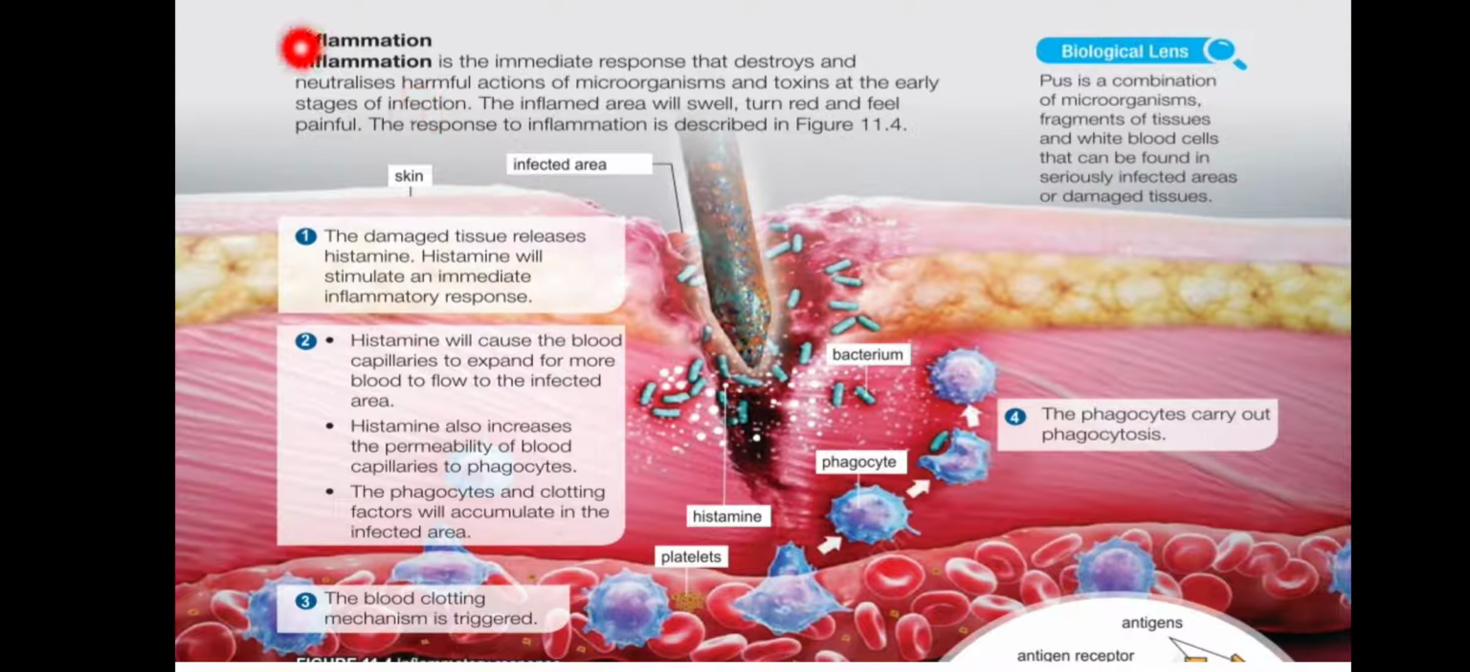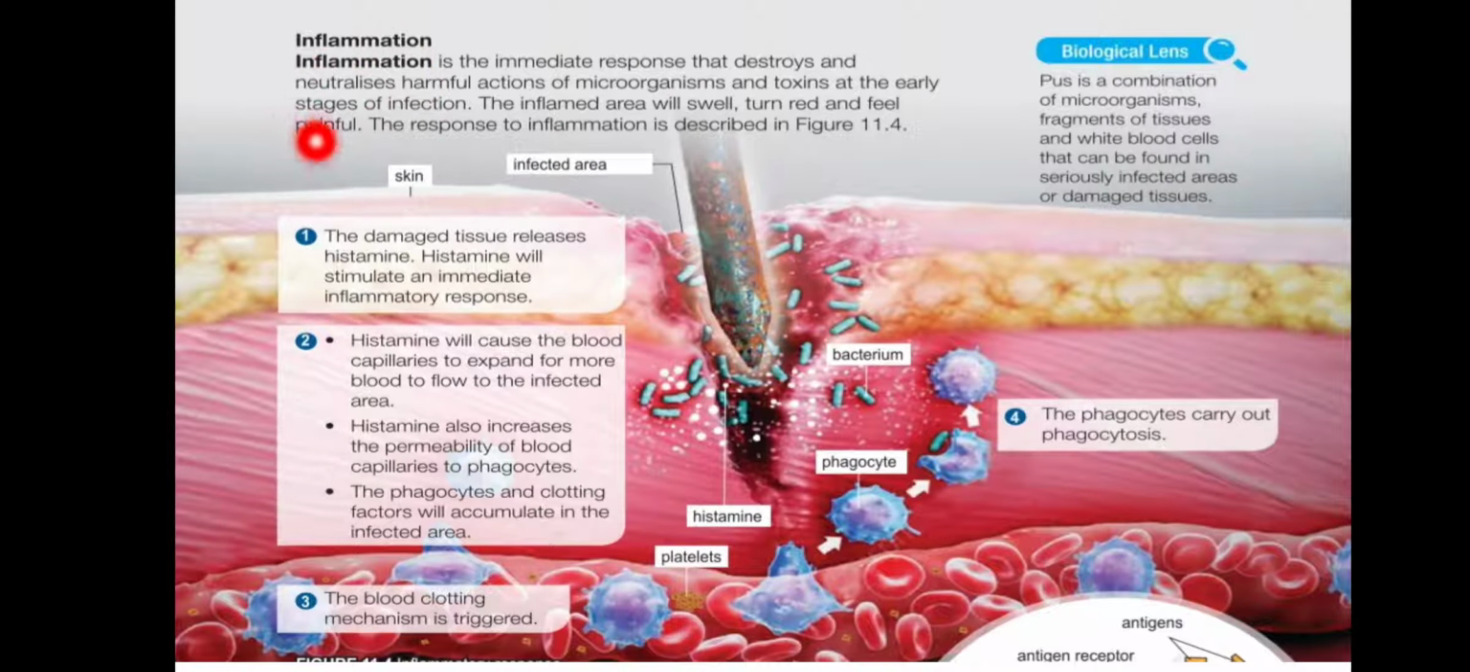Okay, seterusnya adalah another second line of defense, inflammation. Inflammation is the immediate response that destroys and neutralizes harmful actions of microorganisms and toxins at the early stage of infection. The inflamed area will swell, turn red, and feel painful. Selalunya bila kita luka, for example tercucuk paku, kaki terpijak paku, for example. So terus sahaja kita punya inflamed area itu akan swell, turn red, feel painful.